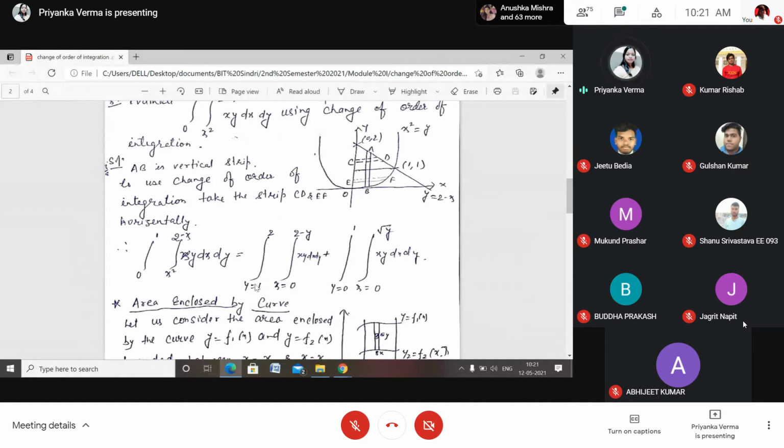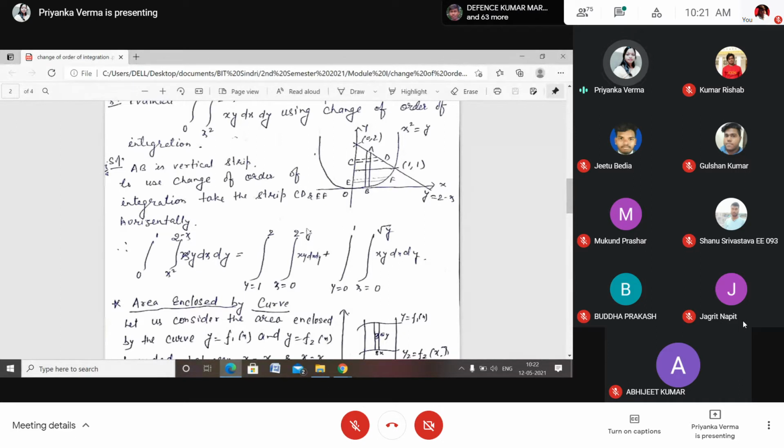See, 1 to 2. Now, for the lower part, x equal to 0 to the equation of parabola. That means x equal to root y. The lower limit will be 0 to upper limit root y. And then to cover this region, y will move from 0 to 1. Okay, so y is moving from 0 to 1.